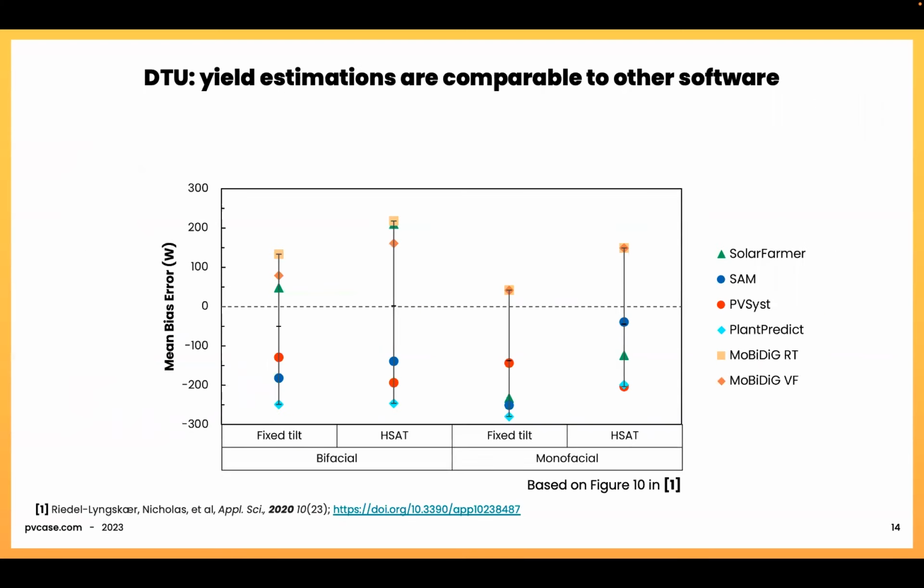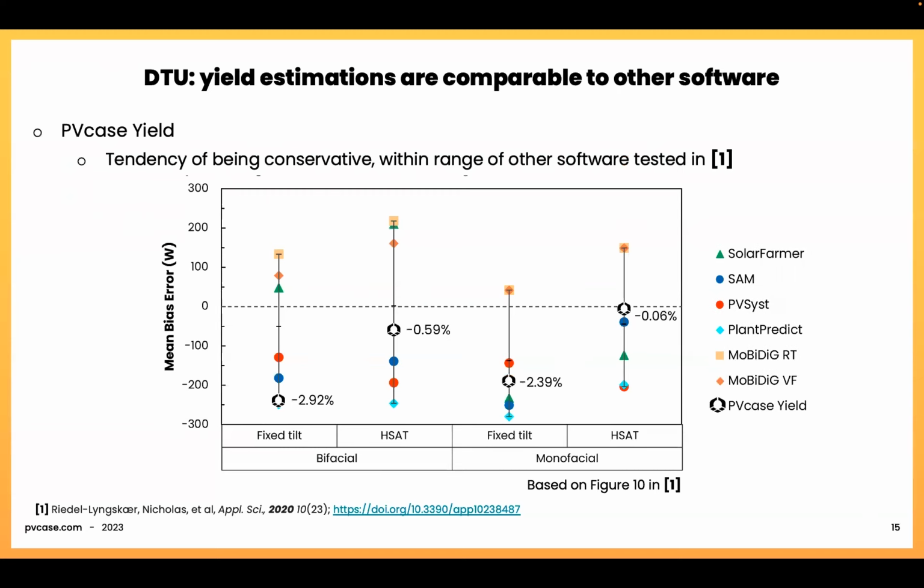Now, what I'm showing here is a plot taken from this peer review study that is cited here, where the same data set that I just mentioned was used to benchmark different software. And what we have put on top of this is the results that we have obtained with our tool. What you can take from here is that we are presenting relatively low errors in terms of DC yield, with a slight tendency to being conservative, and that we are within range of the other software tested in this study.